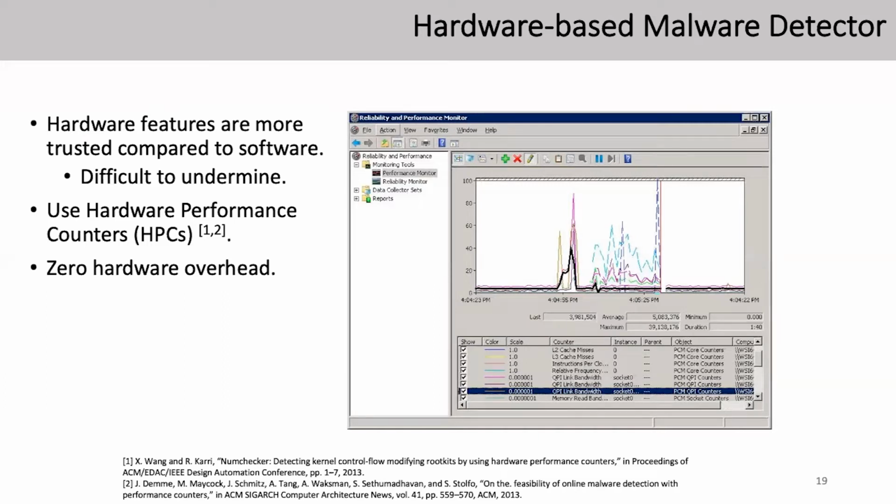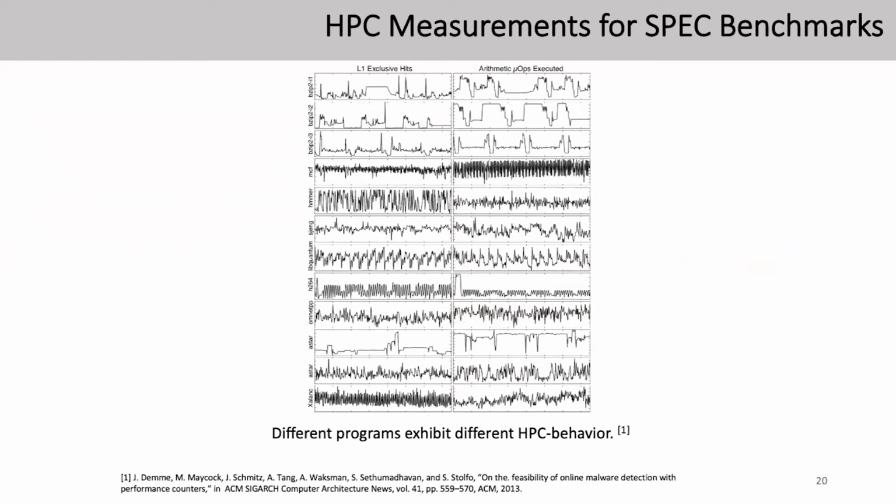So why do HPCs, or hardware performance counters, work in malware detection? If you see the graph here, we have plotted different SPEC benchmarks. These are common architectural benchmarking programs. We have plotted various hardware performance counters like L1 exclusive hits and the number of arithmetic micro-operations executed. As you can see, each benchmark program has a distinct variation with time of the HPCs, right? So if you can create a signature based on these and store it on your system, you can easily discriminate between these programs.